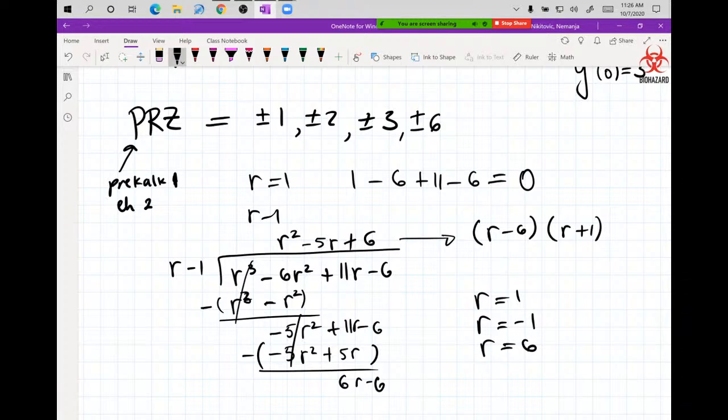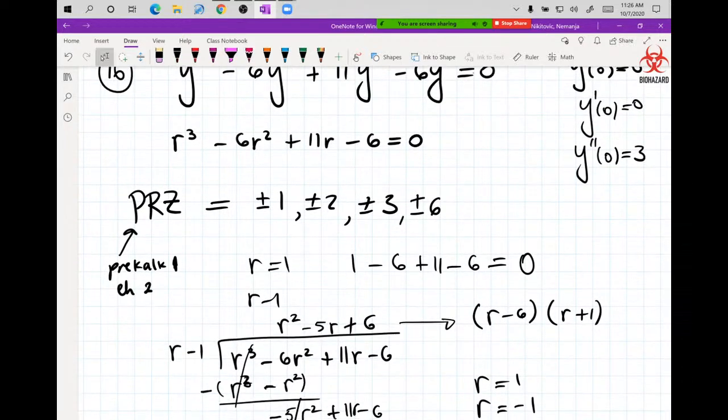These are the solutions. So I'm just going to really quickly jump on my desktop here onto Wolfram Alpha to verify this factoring. So factor r cubed minus 6r squared plus 11r minus 6. Let's see what it says. Let's go, let's go. R minus 1, minus 2, minus 3.